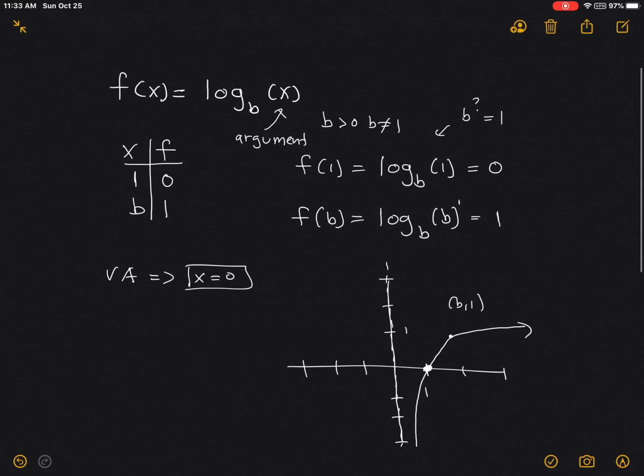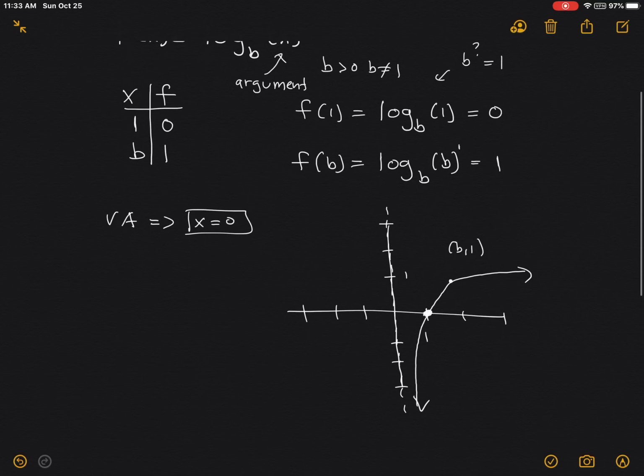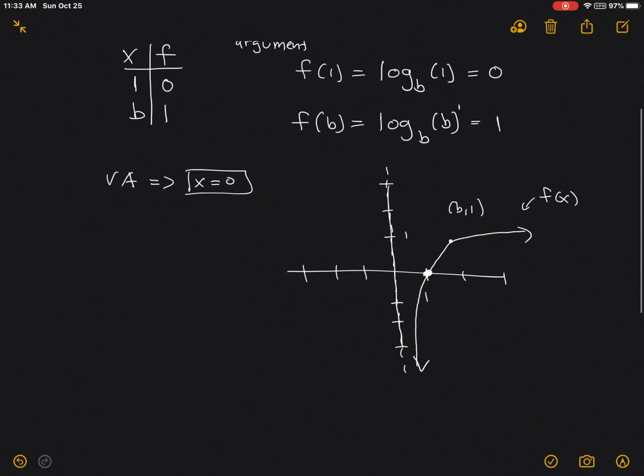All right, so that's the parent function of a log function. Of course, if you were to graph the inverse, the inverse is just b to the x. It would be a reflection of the graph over the line y is equal to x. Okay, so there's f of x and the vertical asymptote. Again, you set the argument equal to 0 and you solve for x.